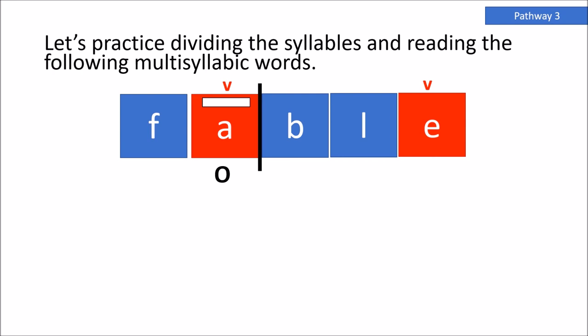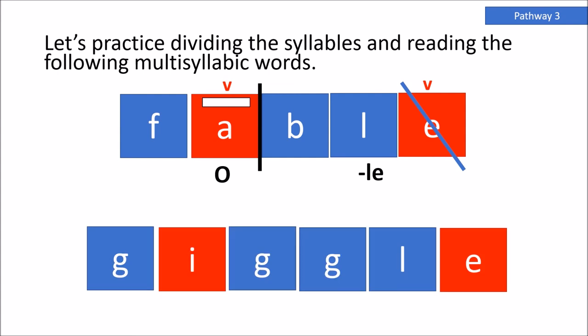Let's take a look at the second syllable. What type of syllable is the second syllable? The second syllable is the consonant LE syllable. What do we know about the vowel in the consonant LE syllable? If you said that the E is silent, you are correct. So how would we read this second syllable? If you said bull, you are correct. Let's put these two syllables together. When we do that, what word is created? If you said fable, you are correct.